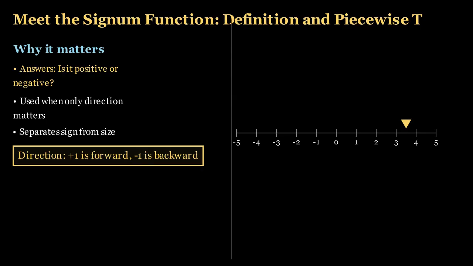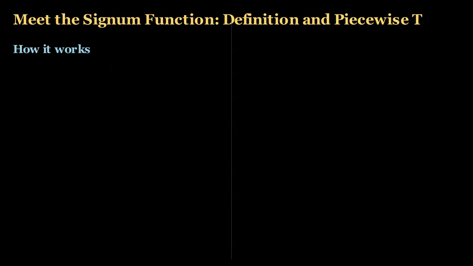Since the output depends on which part of the number line the input comes from, we write the Signum function using what's called piecewise notation. This just means we define it in separate pieces, or cases. We say, if x is greater than 0, the output is +1. If x is exactly 0, the output is 0. And if x is less than 0, the output is -1.